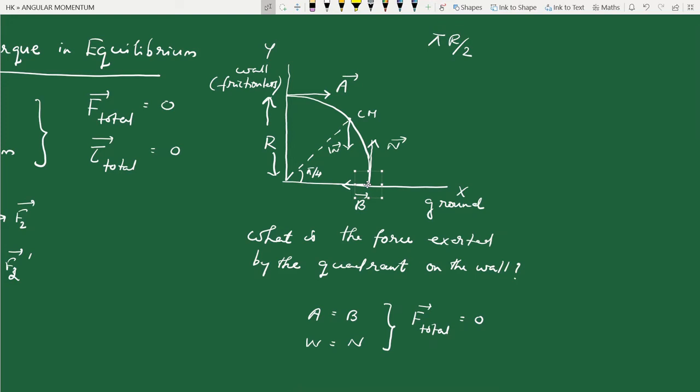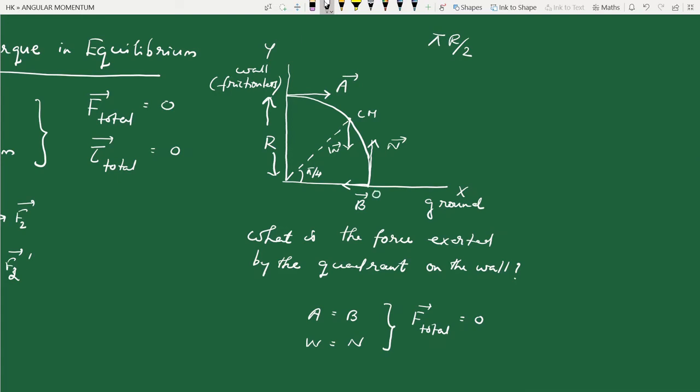So if you choose this point as the point where the rod rests on the ground, then the torques due to these two forces, force B and force N, will be automatically 0 because the position vector is 0. So we need to calculate only the torques due to the other two forces, A and W. So this is our good choice. Let me mark this point as, let us say, O. This is the origin.